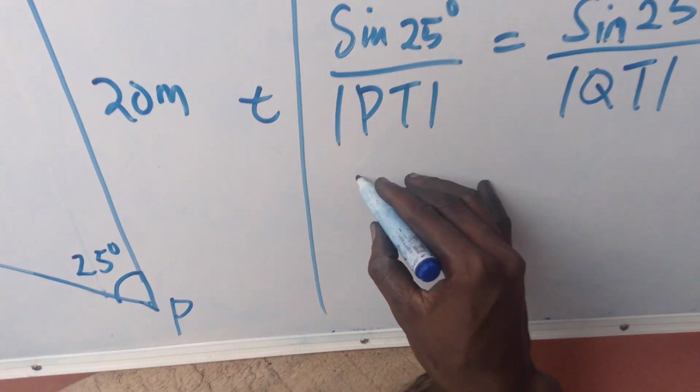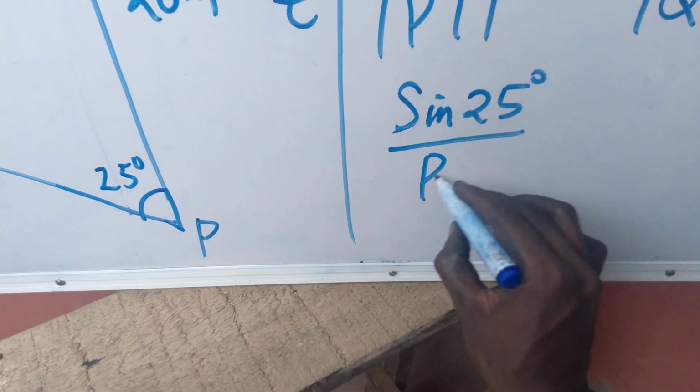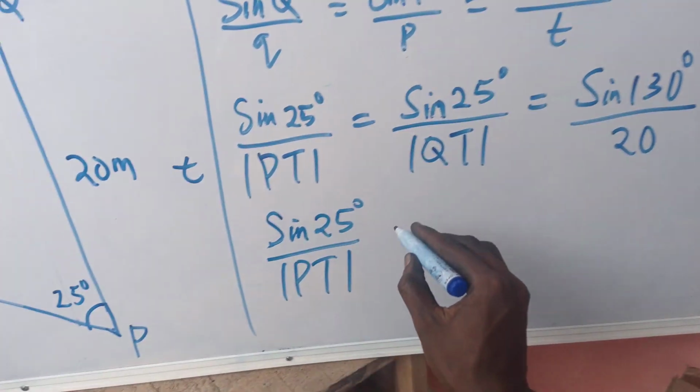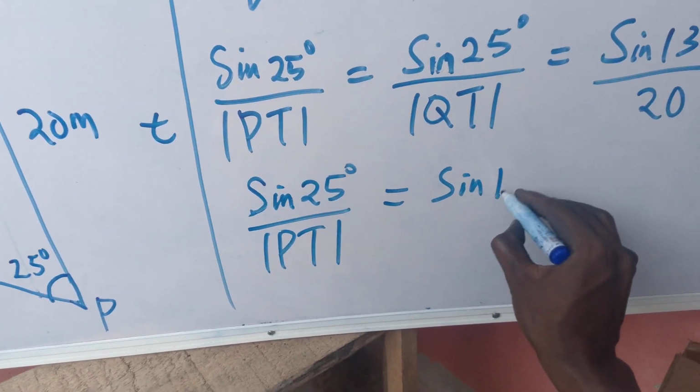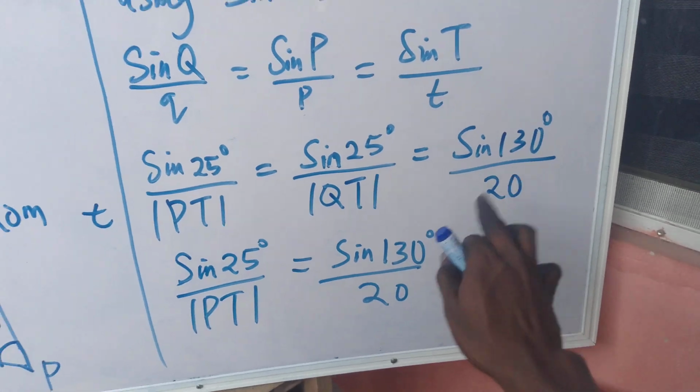So I'll be having sine 25 degrees over distance pt. I compare this one and this one, which is equal to sine 130 over 20. Compare this to this. So this is what I have.